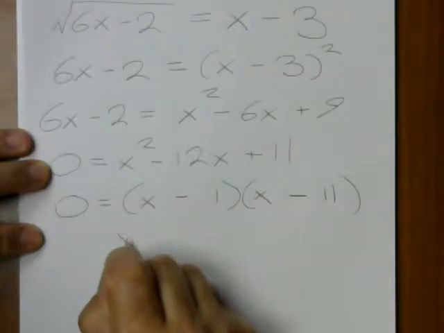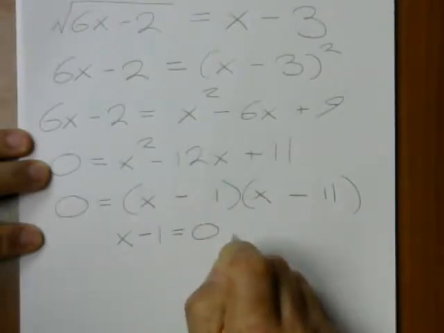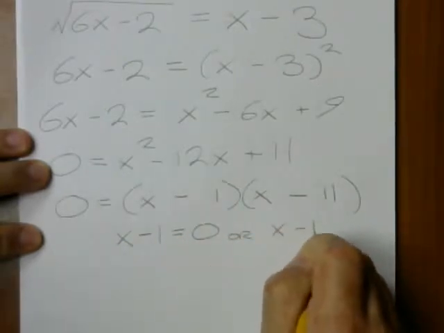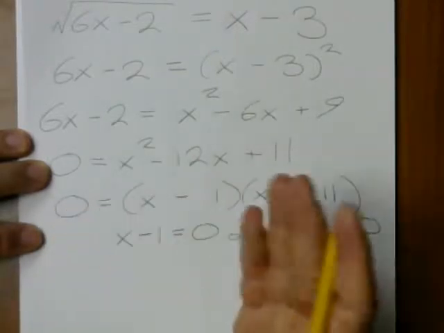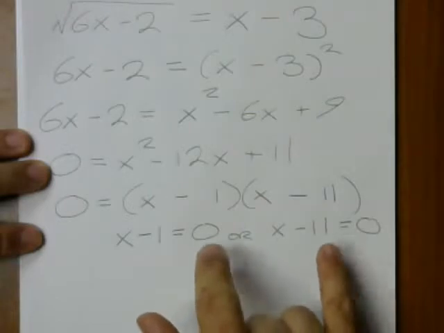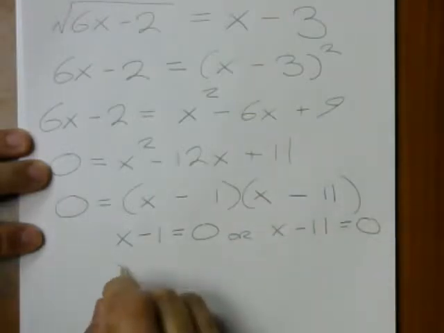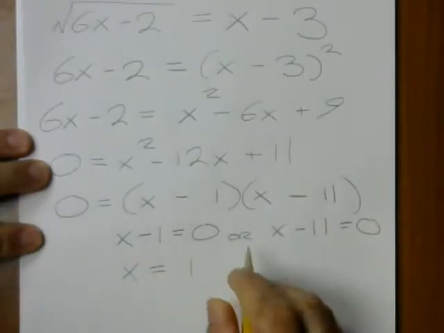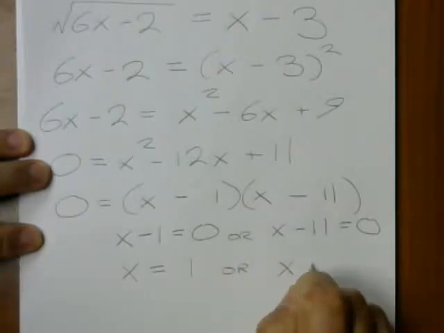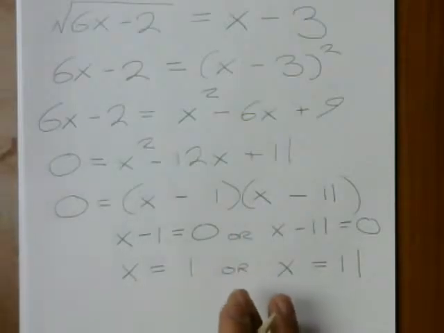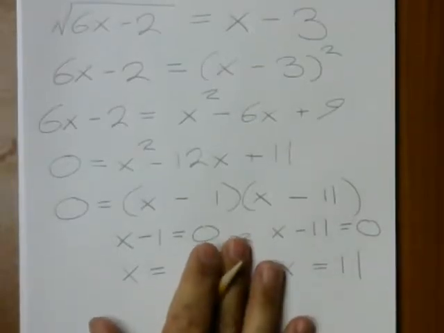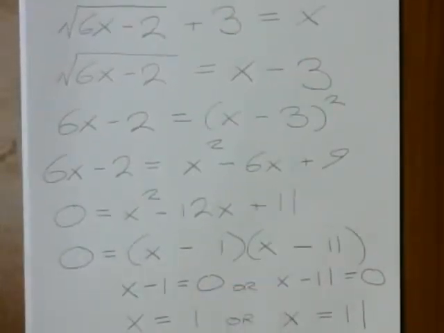So, a product here is equal to 0 if and only if one of the two pieces is 0. And at this point, I want to stop, and I want to ask myself whether or not both of these make sense. So, let's go back to our original situation.